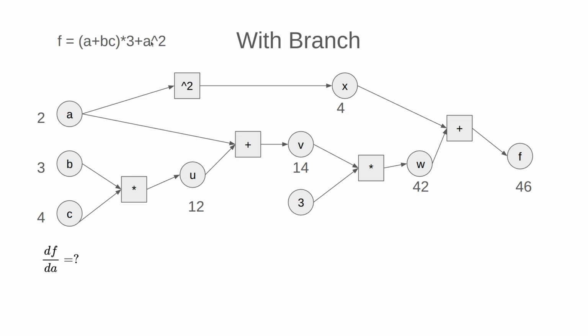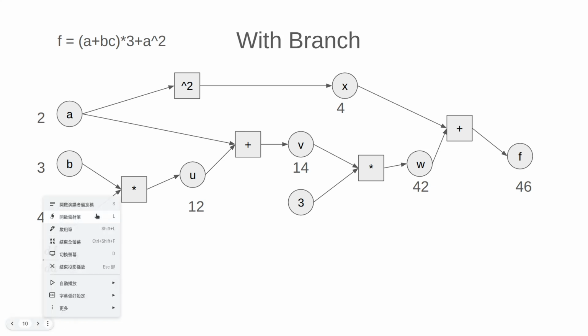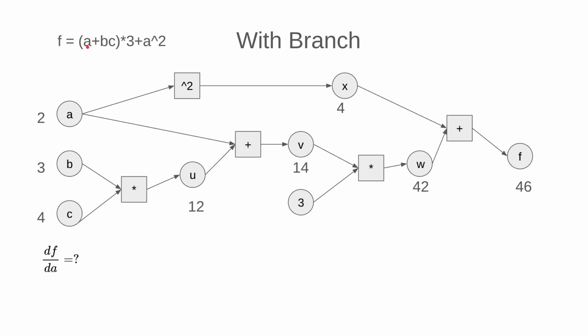For example, if we modify the expression to add one term, a squared, it means that a is used here and here, in both situations, in two locations. The first location is this branch, and the second location is this other branch.